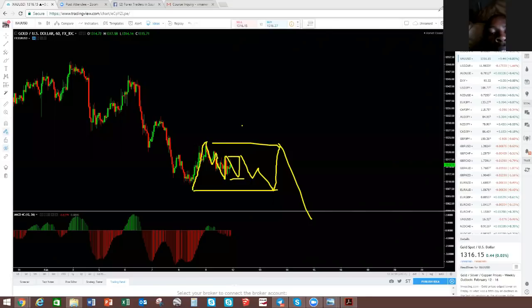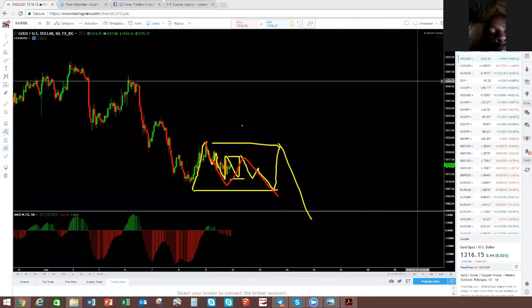Just to show you that second option. As you can see here, it's an impulse, and then it's a 1, it's a 2, it's a 3, and that will be a nice regular flat. So either way, we'll trade this to the downside when it completes. All right.